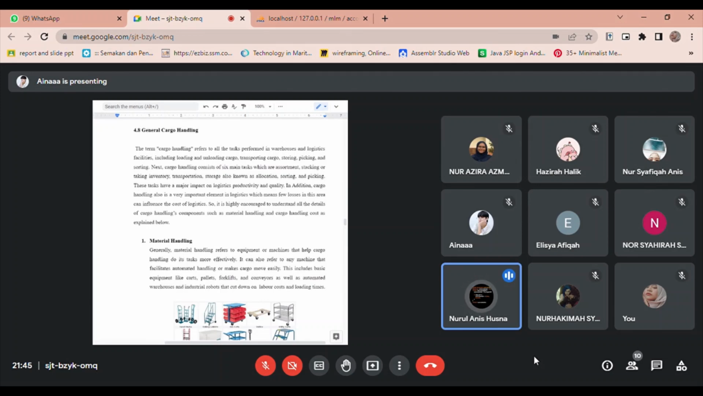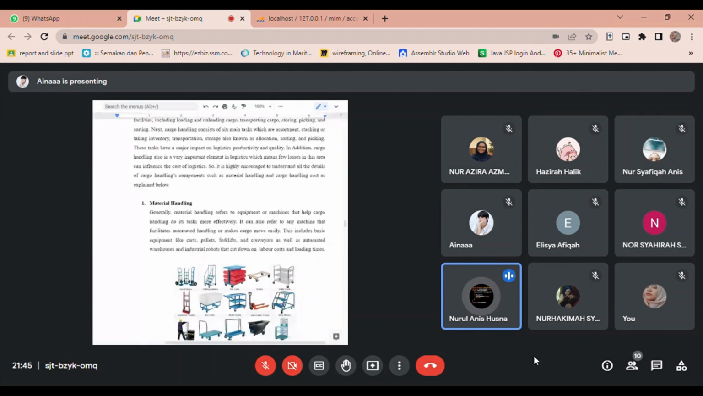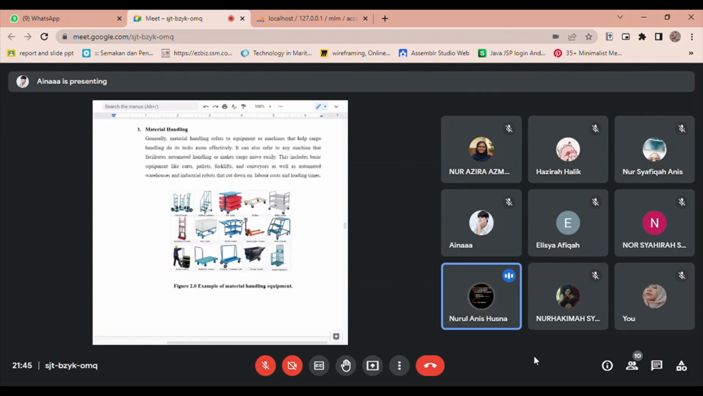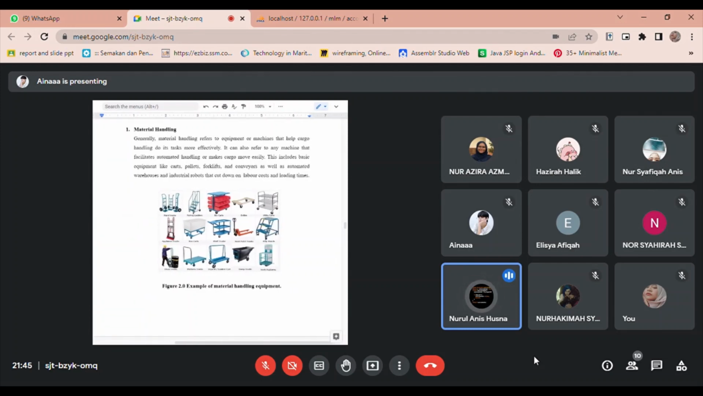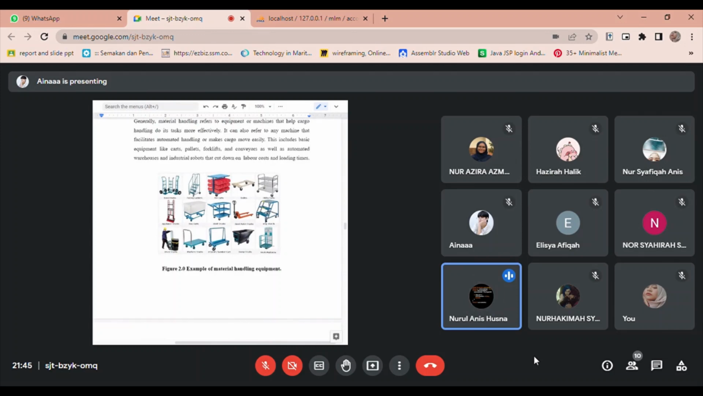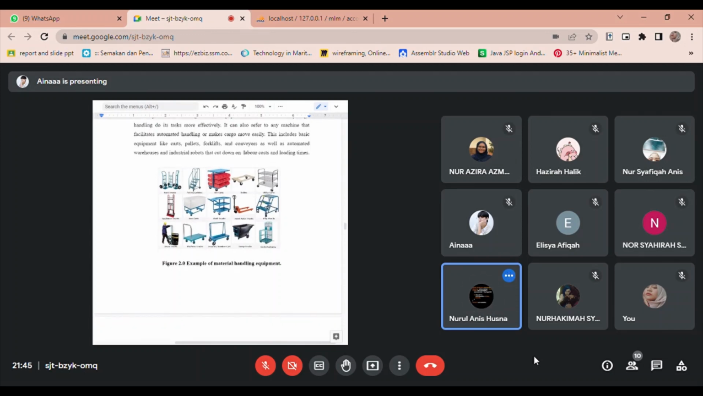First, material handling. Generally, material handling refers to equipment or machines that help cargo handling do its task more effectively. As the figure below shows, examples of material handling are trucks and carts.